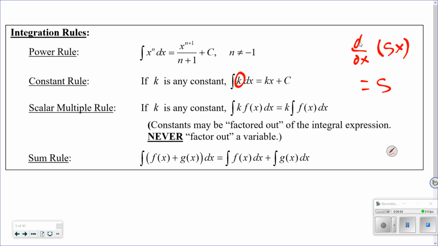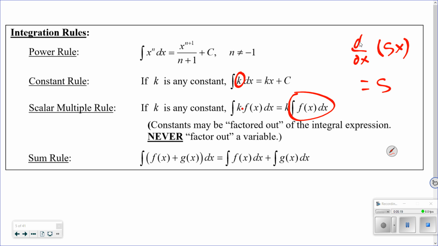Scalar multiple: if you have k times any function of x, where k is a constant, and we're just multiplying by a constant, we can factor that out or move it to the outside of the integral. We can just ignore it. I can find the integral of f of x, find my answer, and then multiply it by k afterwards. So constants can be factored out. If you want to think of it that way, it's factoring it out of the integral expression.